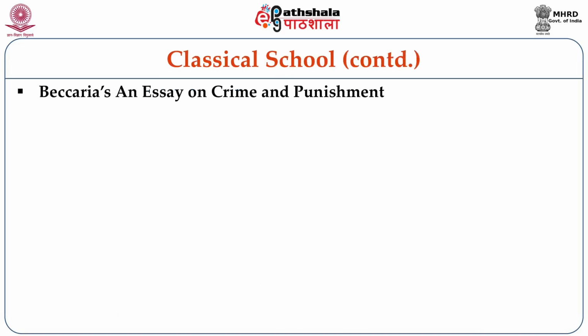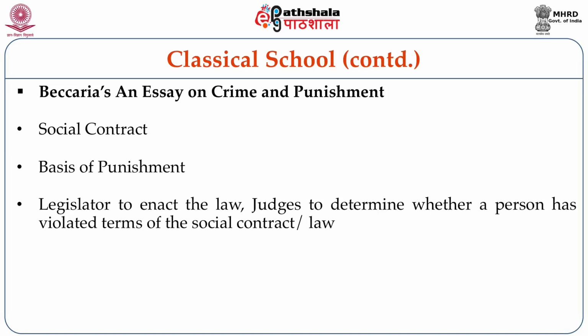Beccaria, in his essay on crime and punishment, said that human beings basically come together because they sign a social contract with one another, much like the social contract of Hobbes, Locke, and Rousseau. The basis of the punishment should be basically legal. For example, he really advocated that there should be rule of law. That means every crime should be written down, and the role of the judge was to simply implement the law, not to interpret the law.